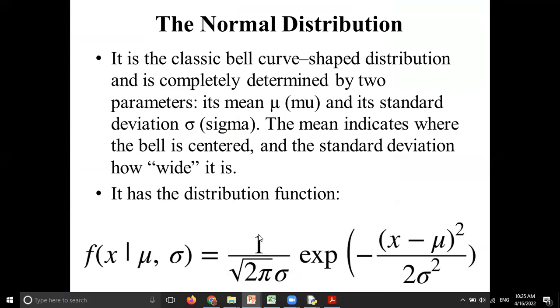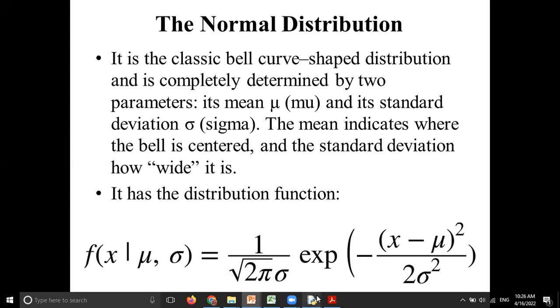Sorry, I forgot to unmute myself. So let us start with the explanation. This is the formula for the normal distribution. The distribution function is 1 divided by square root of 2 pi sigma, then exponential of minus (x minus mu) square divided by 2 sigma square.